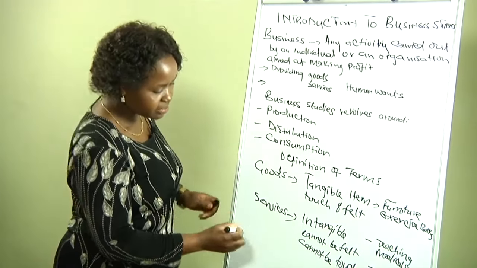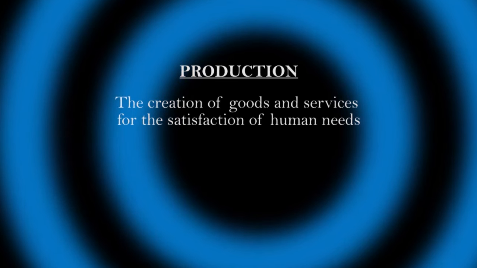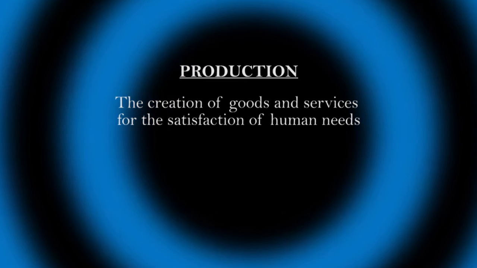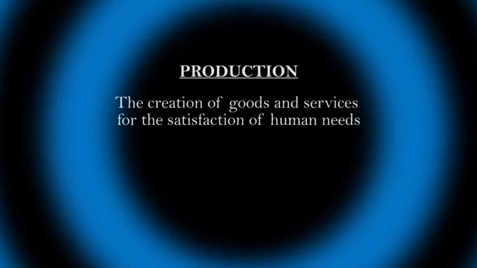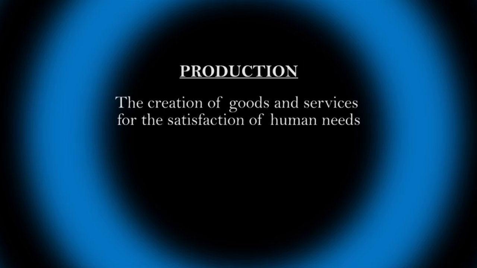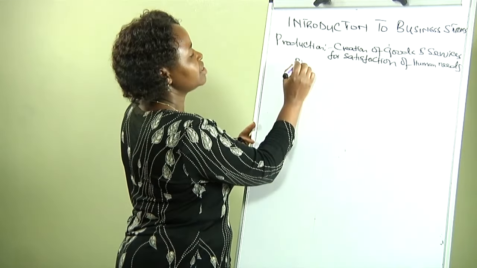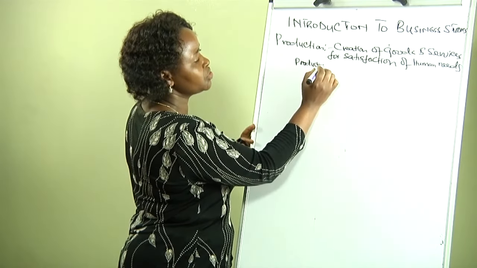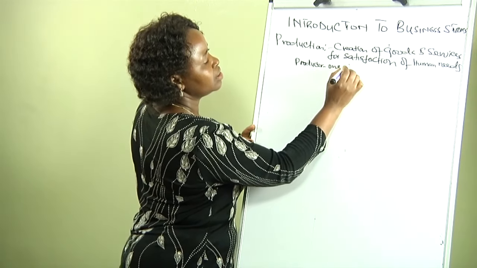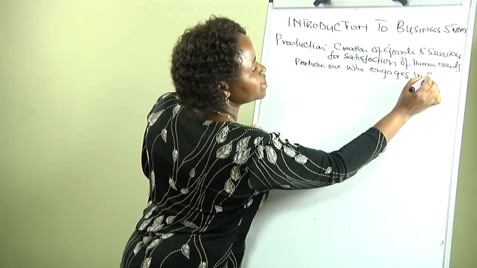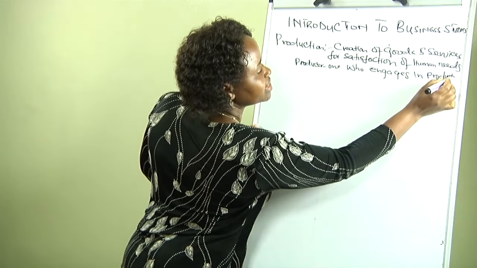The other term that we need to define is production. The term production refers to the creation of goods and services for the satisfaction of human needs. When people engage in the production activities, they are known as producers. So a producer is one who engages in production activities.